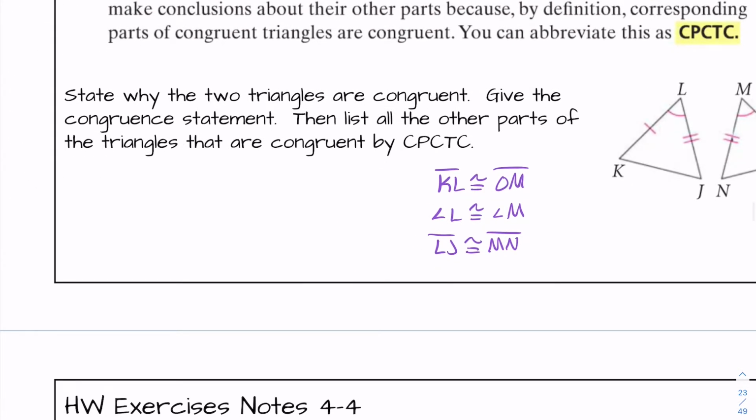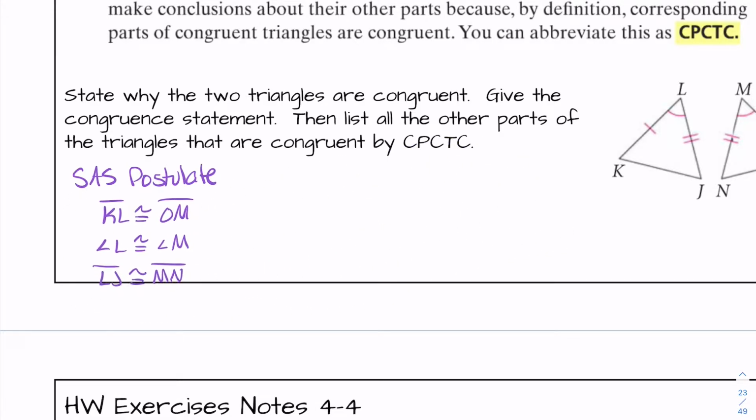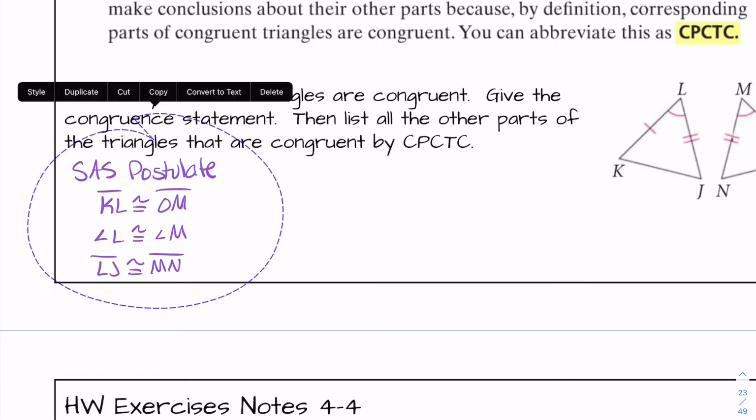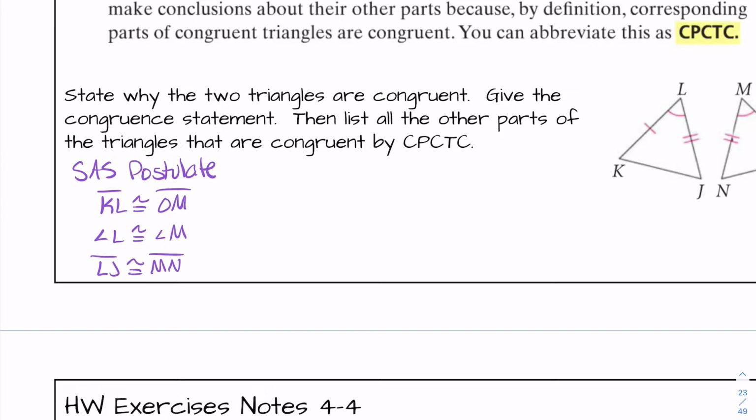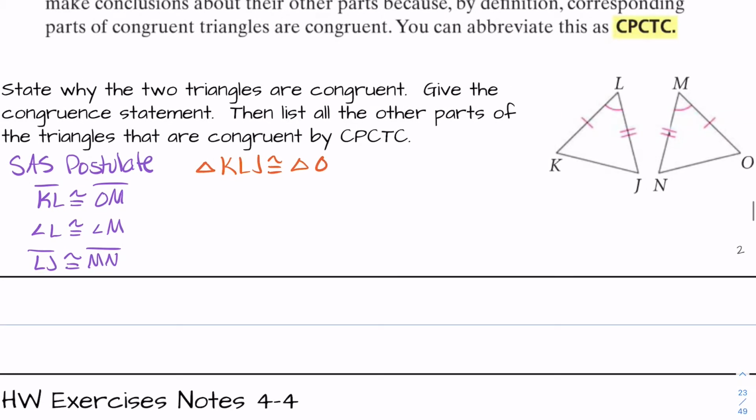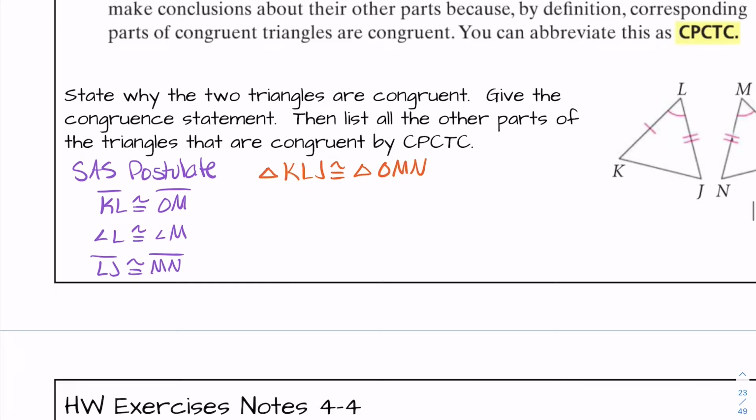So state why the 2 triangles are congruent. Well, the 2 triangles are congruent by the side, angle, side postulate, which is this information here. So we can say that triangle KLJ is congruent to triangle OMN. So we stated why the 2 triangles are congruent. Here was the information. Give the congruent statement. I gave the triangle congruent statement. Now I'm going to list the other parts of the triangles that are congruent.